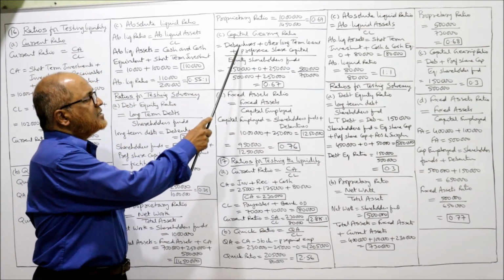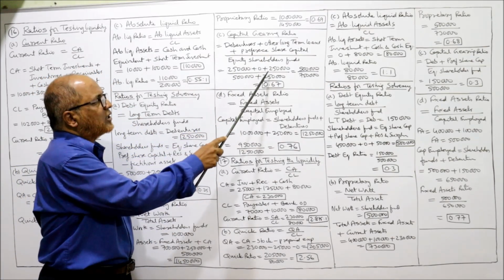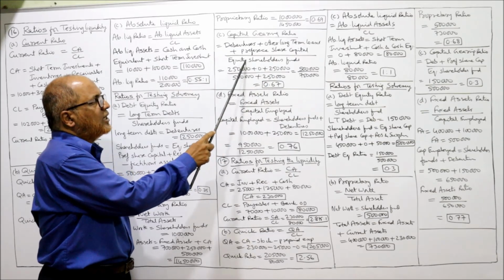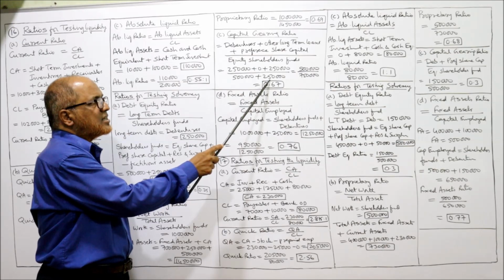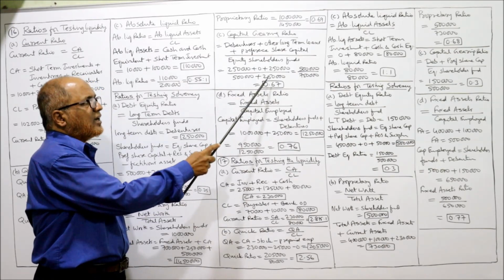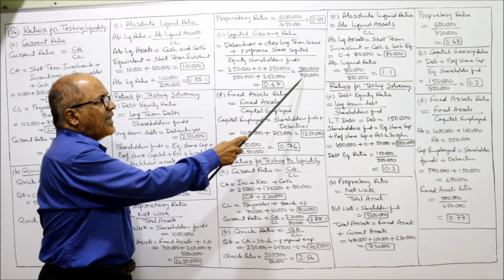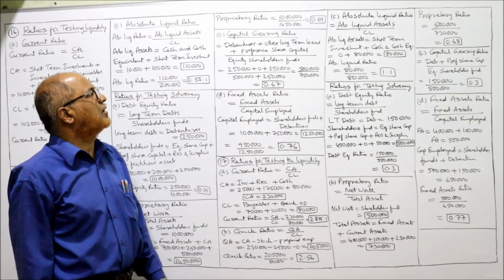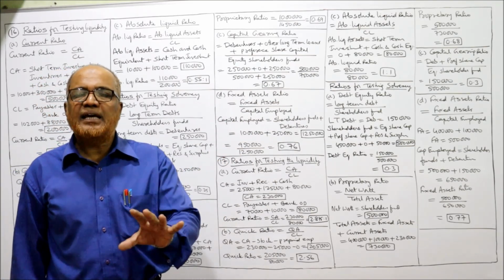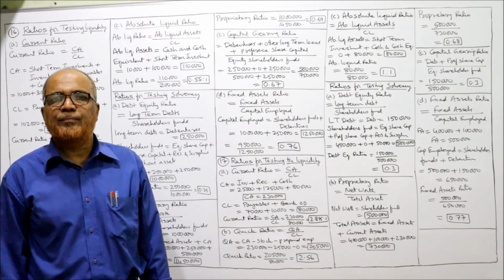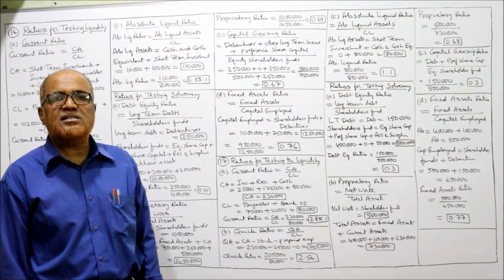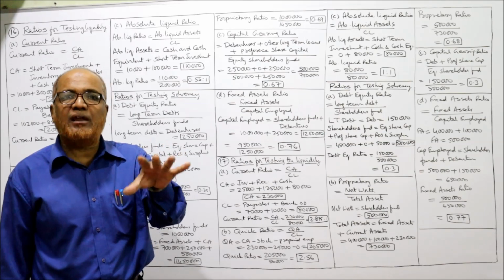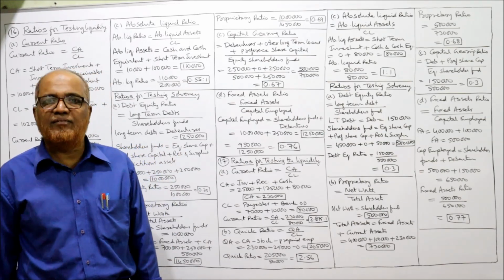So debentures are 2,50,000, no other long-term loan, preference capital 2,50,000. Equity shareholders fund is equity share capital and reserves and surplus: equity share capital 5 lakh, reserves 2,50,000. So 5 lakh divided by 7,50,000 gives 0.67. So the capital gearing ratio is 0.67. That means 67% is funds bearing fixed interest and fixed dividend.